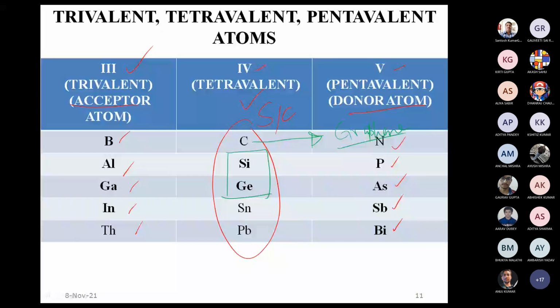So these elements are pentavalent because there are 5 electrons in the outermost orbit, whereas the third group elements have only 3 electrons in the outermost orbit, and in the fourth group we have 4 electrons in the outermost orbit.